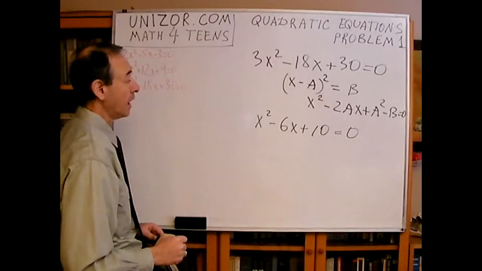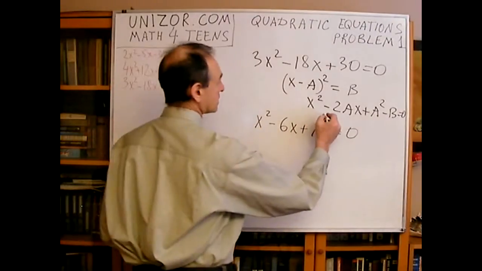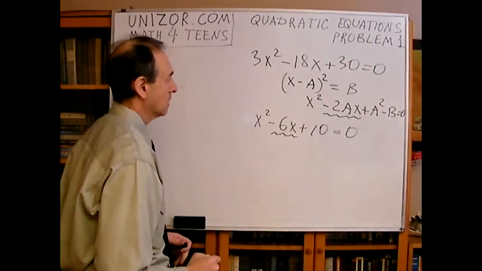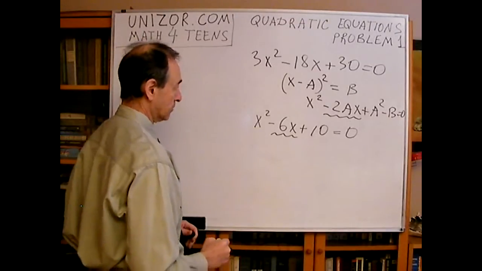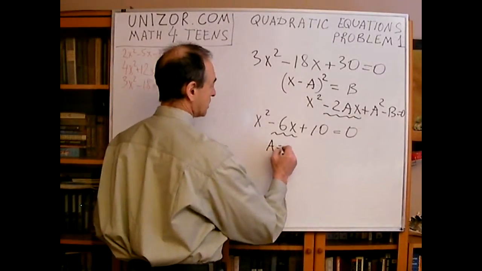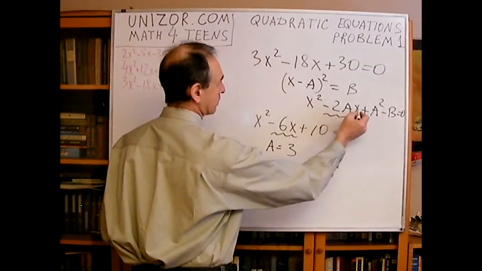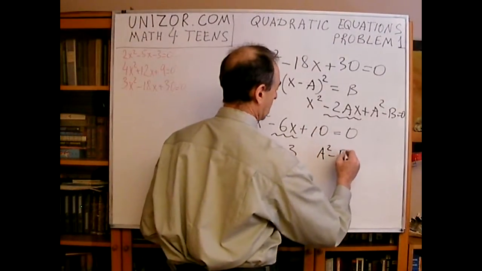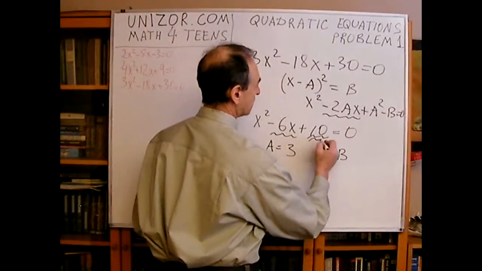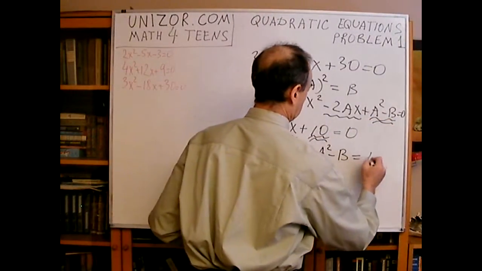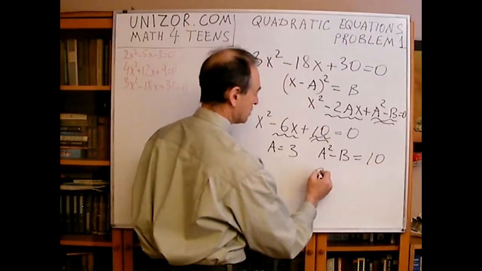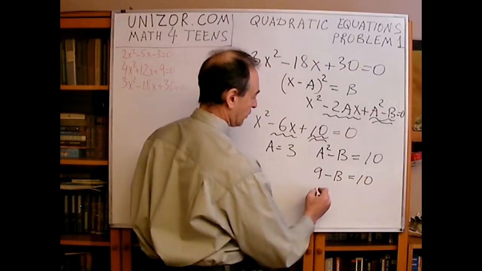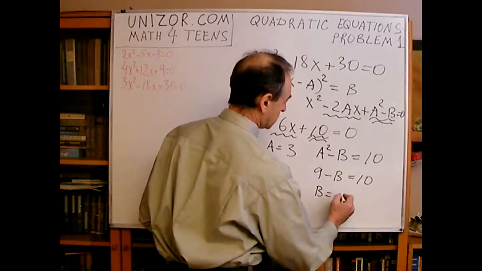Great. Now, if minus 2ax is minus 6x, then a is equal to 3, right? Minus 2 times 3 times x, that's exactly mine. Now, a squared minus b is supposed to be 10, right? Now, a is 3, so it's 9 minus b equals 10, from which b is equal to minus 1.